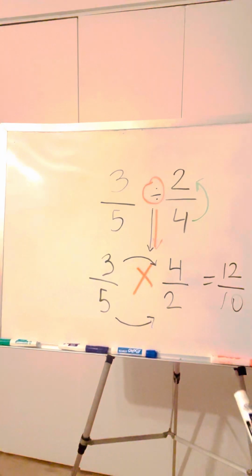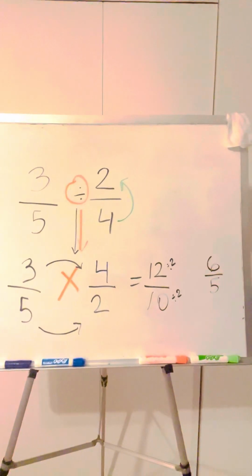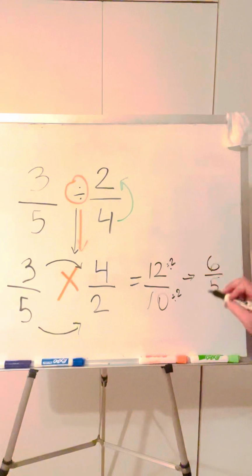However, we could do multiple things to this number to get a better final answer. We could reduce it, and we could turn it into a mixed number. We could reduce it by dividing both by 2. Right? They're both even numbers. So it would become 6/5. 6/5 is an improper fraction.